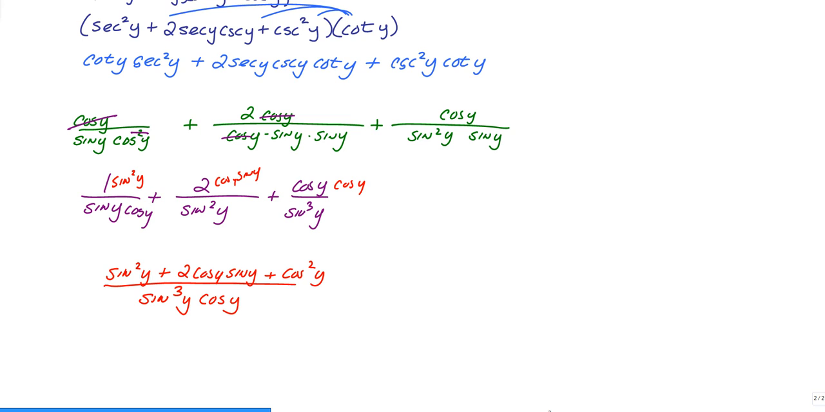We still have to keep simplifying. Look what you have. You have a sine squared plus a cosine squared. That's a Pythagorean identity. Sine squared plus cosine squared is 1. So that can be simplified to 1 plus 2 cosine y sine y all over sine cubed y cosine y. So we've done a whole bunch, but that is as far as you can go.